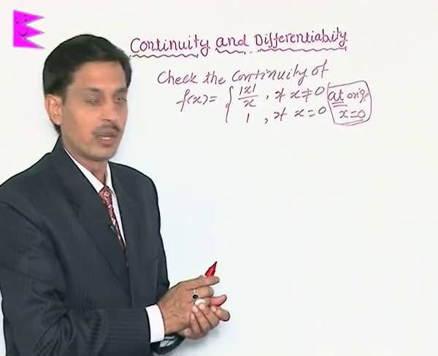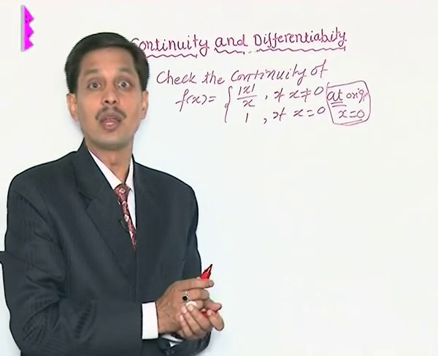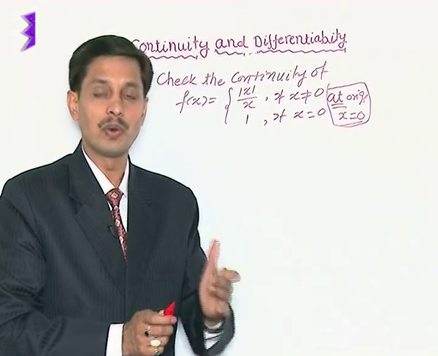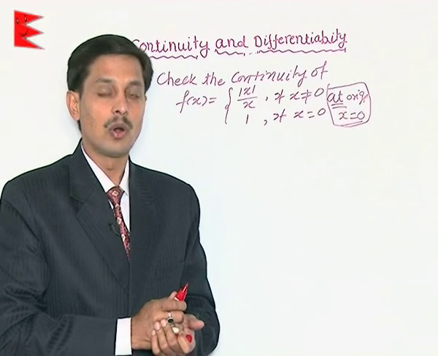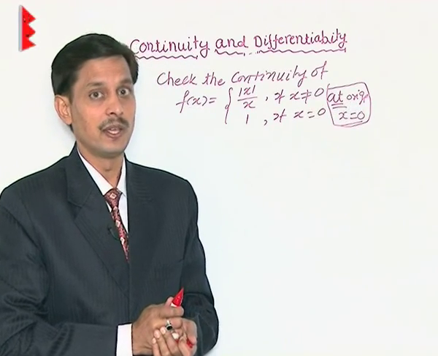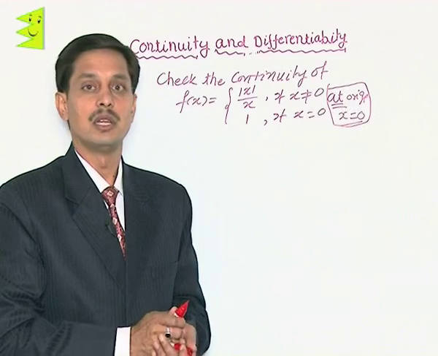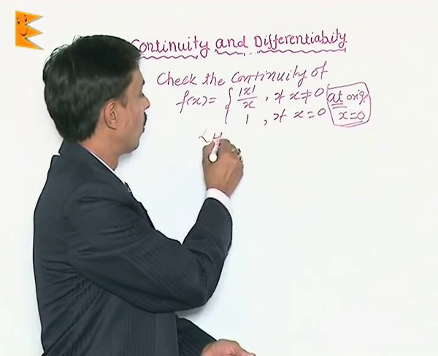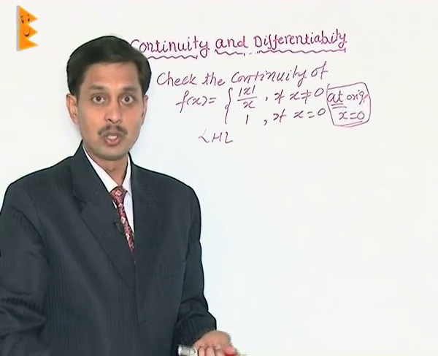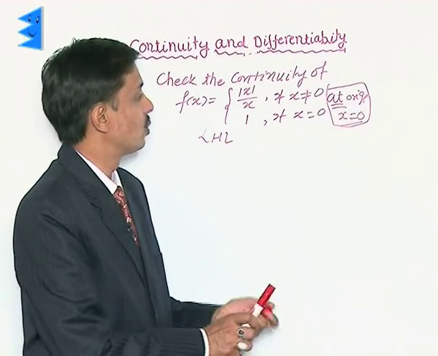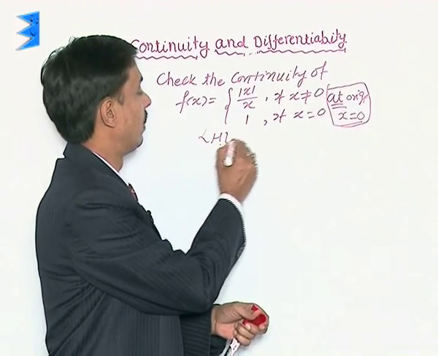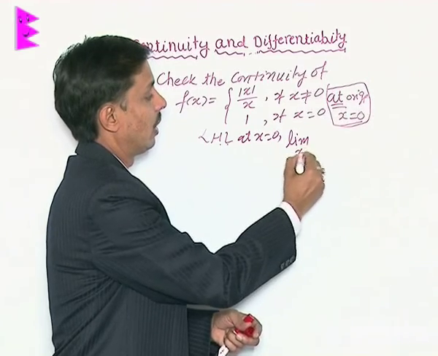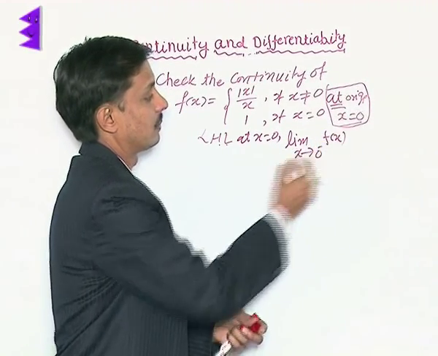To check its continuity at origin, simply we need to calculate left hand limit, we need to calculate right hand limit, we need to obtain the value of the function at the testing point. If all three come equal, we will say it is continuous, otherwise it is discontinuous. So to obtain the left hand limit, we will follow the proper procedure. That procedure is, at x = 0, the left hand limit will be given by limit x tending to 0 negative f(x).